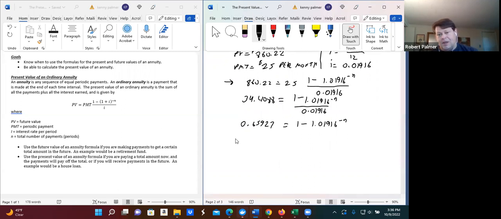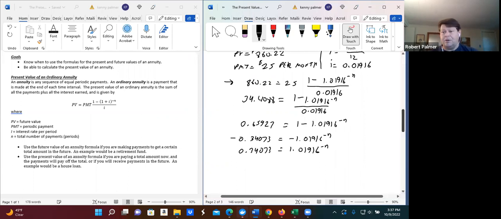And so that's going to be negative 0.34073, once again to 5 decimal places. Okay, now, of course, multiply both sides by a negative number. And so that's going to be 0.34073 is equal to 1.01916 to the negative n. Okay, so we're getting closer.